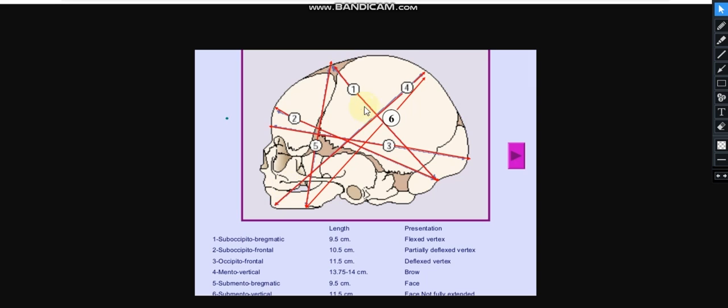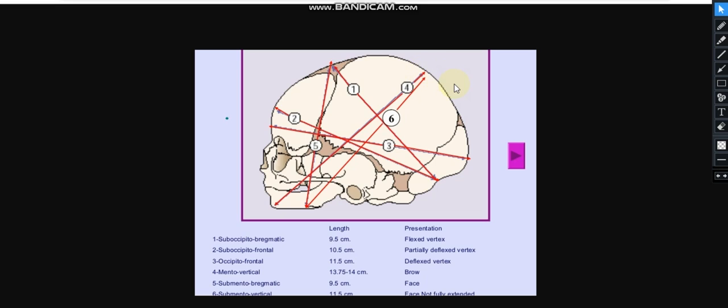Then we have the fourth one. The fourth one is the longest one, so it will be 14. You see the mento-vertical, it is 14. Then we go down, having the occiput in its name, that is the occipitofrontal, it is 11.5. Then we again go down, we have the subocciput. Suboccipitofrontal will be actually 10.5 or 10. One more diameter can be there, that is the submento vertical. So it is also 11.5.